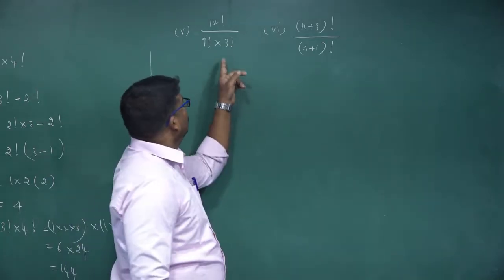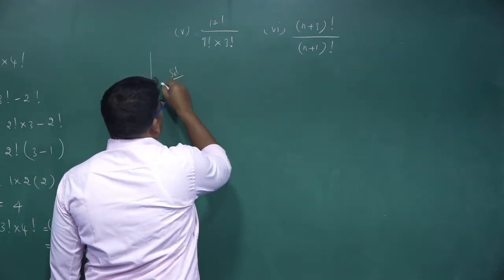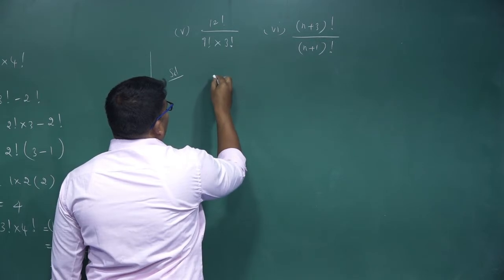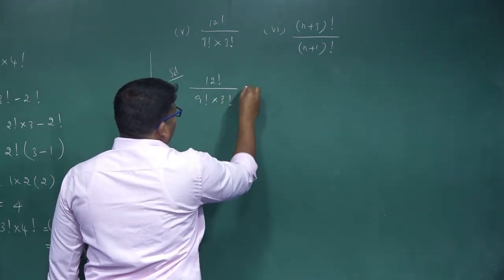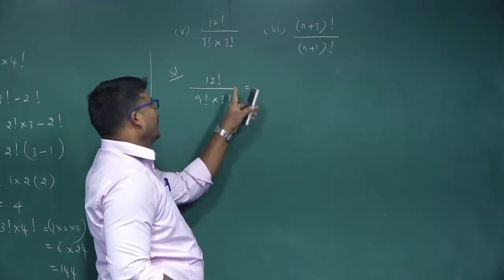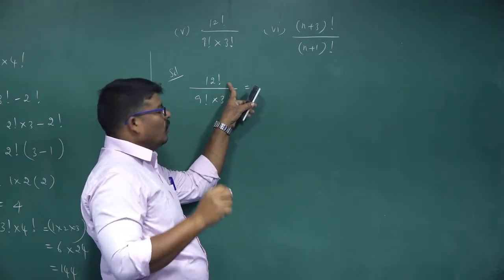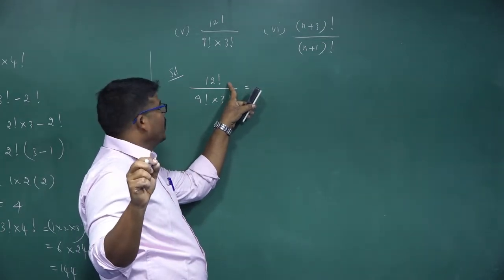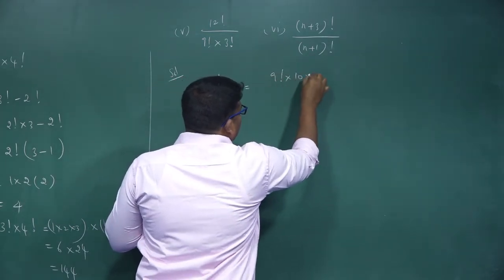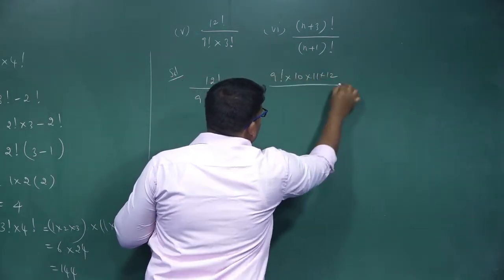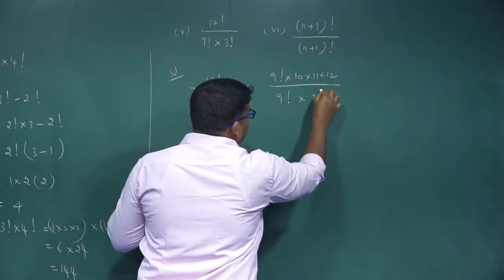Next, the fifth one: 12 factorial by 9 factorial into 3 factorial. 12 factorial is the product of 12 natural numbers, 1 into 2 into 3 and so on up to 12. Now write it as 9 factorial into 10 into 11 into 12, divided by 9 factorial into 3 factorial.